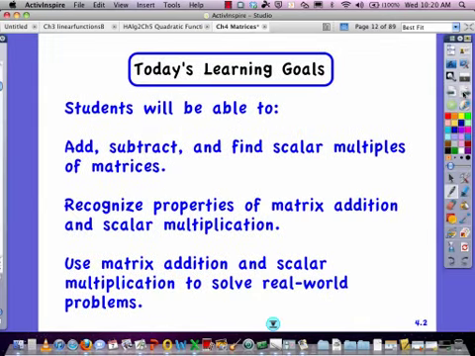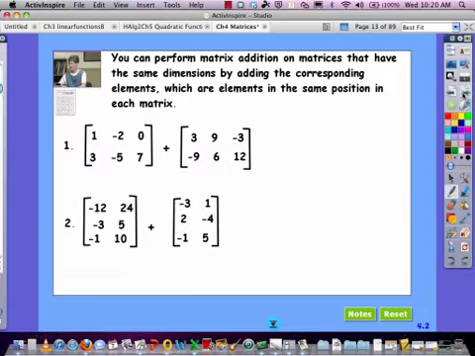All right, section 1's done, just how to store data. So section 2, we want to be able to now add, subtract, and find scalar multiples of matrices. This isn't bad, it goes quick, and it's based on your addition and subtraction that you learned way back in elementary school. So let's try a few.